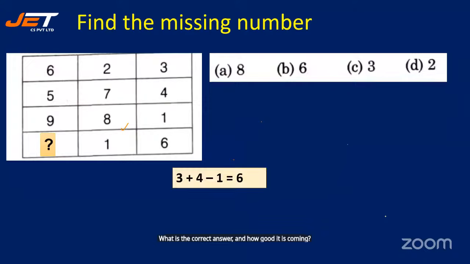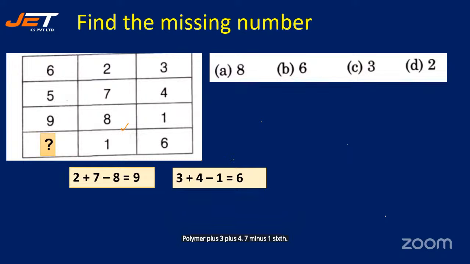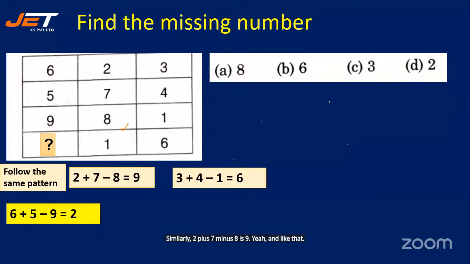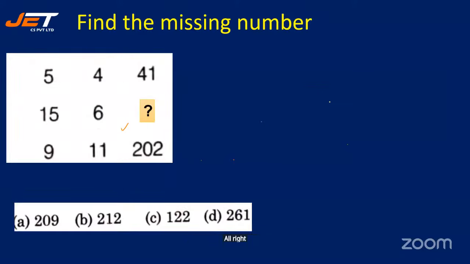Okay. Right. So here we have 3. Let us do column wise. 3 plus 4, 7 minus 1, 6. Similarly, 2 plus 7 minus 8 is 9. And like that, 6 plus 5 minus 9 should give 2. So that is why your option D is the correct one. All right. So let's see the next question.